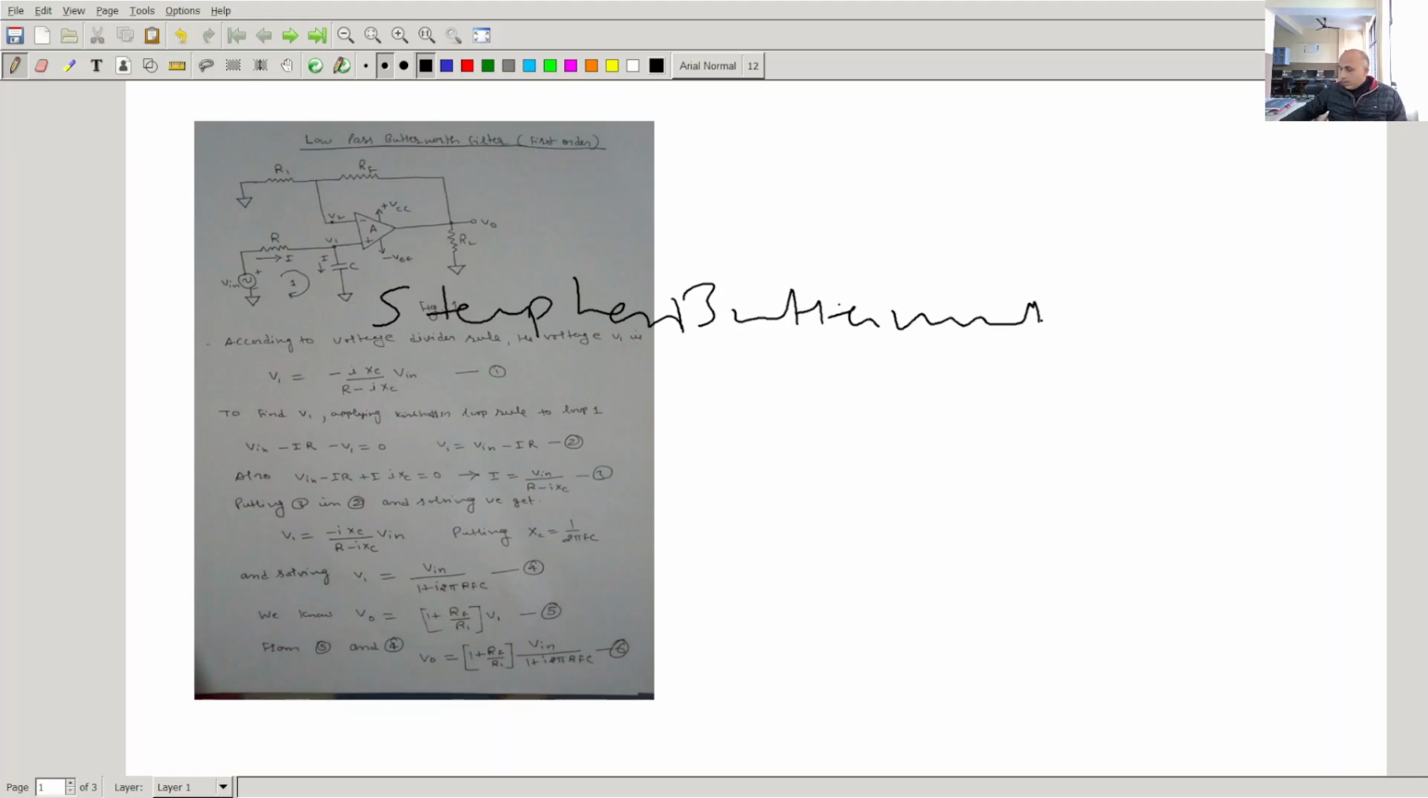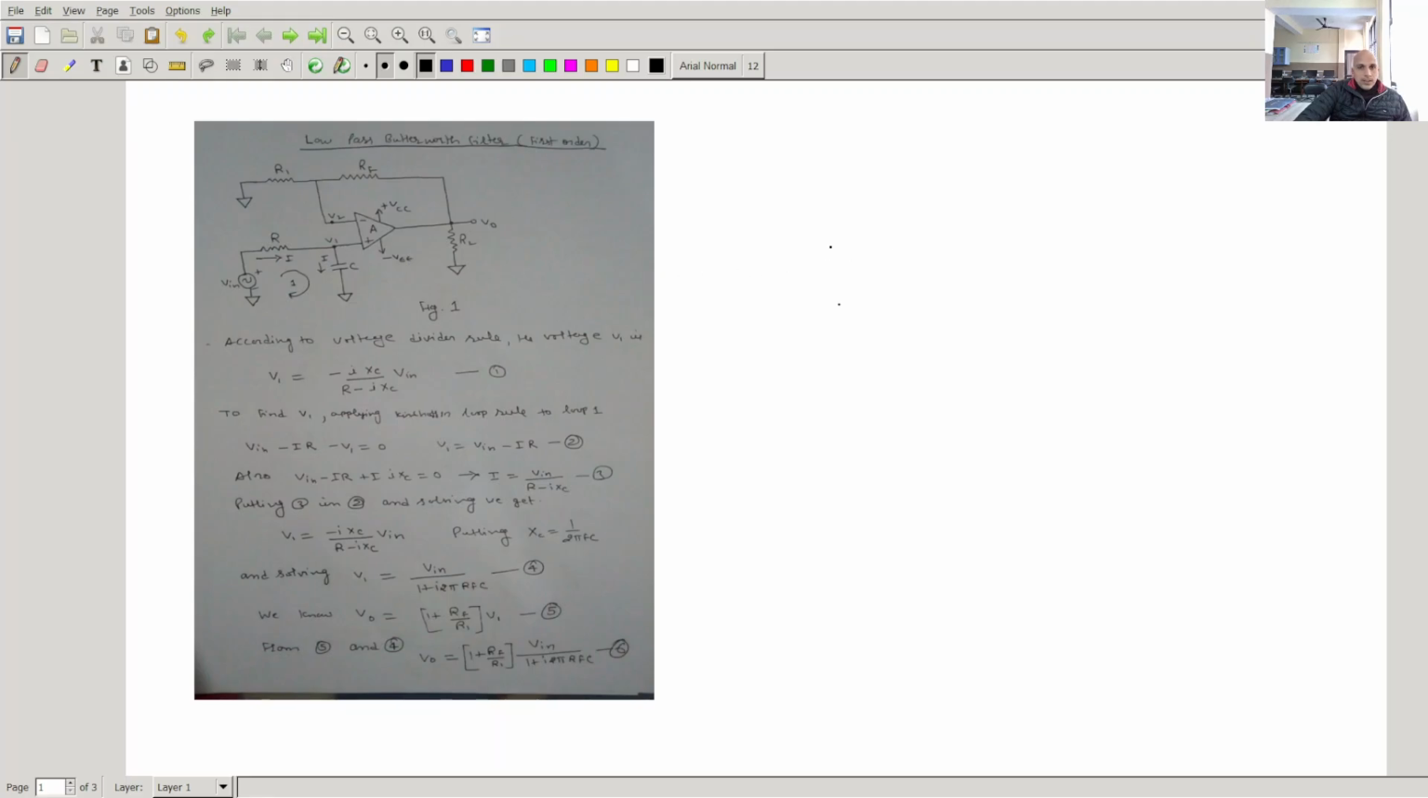So this filter was invented by Stephen Butterworth in 1930. This is the simplest type of filter that we are going to discuss here. You can see the circuit diagram here. It is visible in this image. This is the circuit diagram of this filter, and it is of first order.